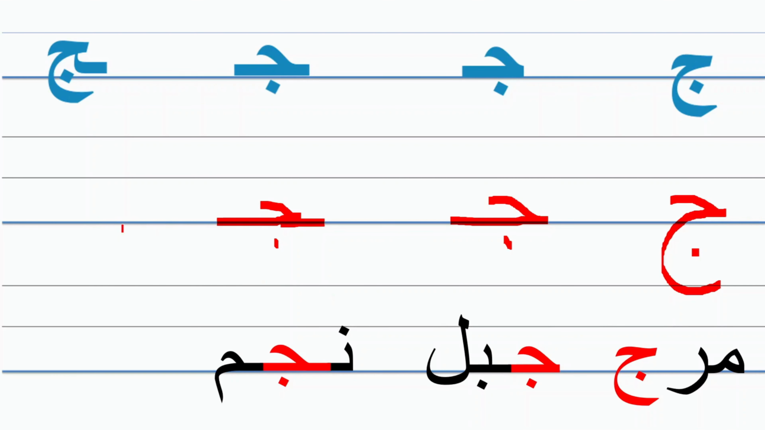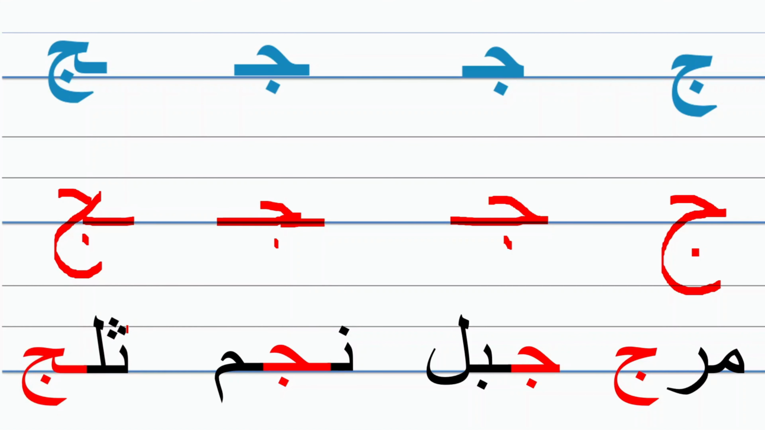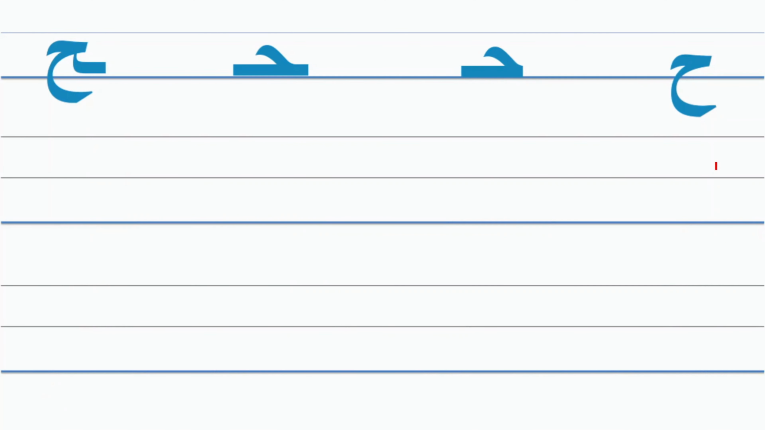The last form, this is Jeem. I am having a hand, and then you just like having the basic of Jeem. So it will be final with one hand, like the word thalj, which means snow. Let's move to the letter Ha. It's exactly like the letter Jeem, but without any dots.